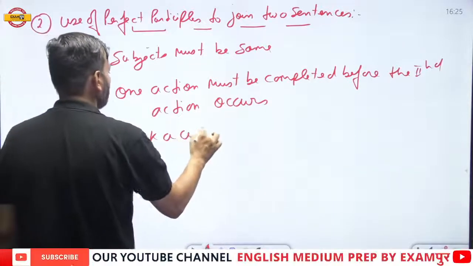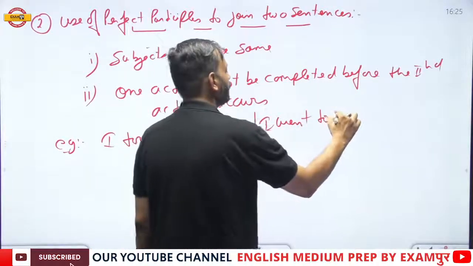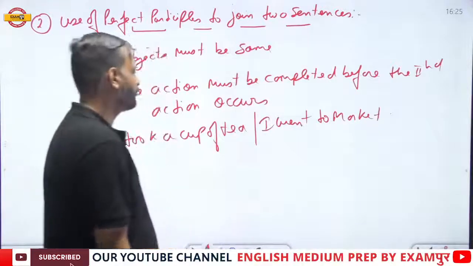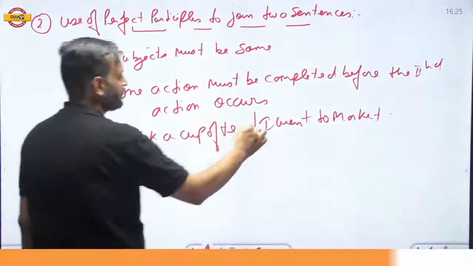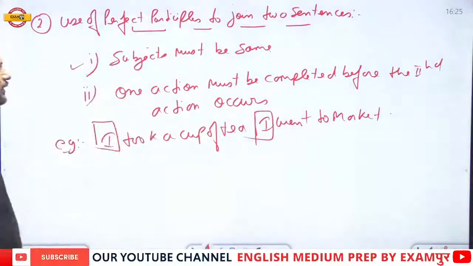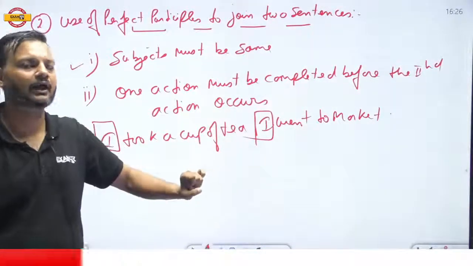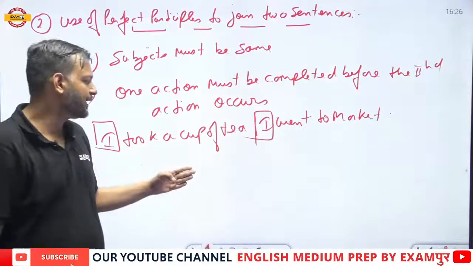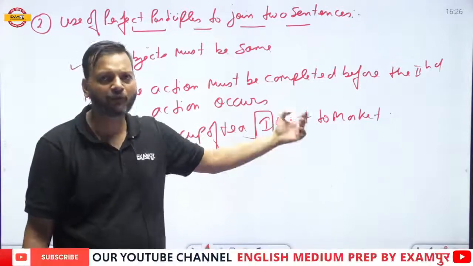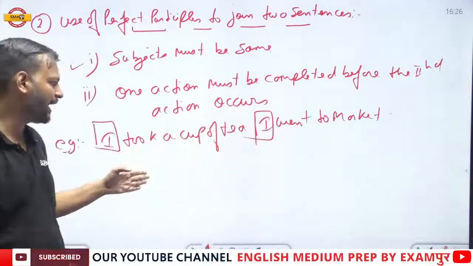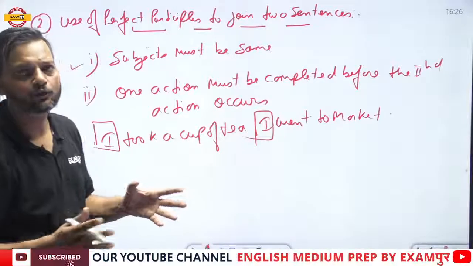I took a cup of tea. I went to market. We have two sentences. Here subjects are same, so first condition has been fulfilled. And second condition, one action must be completed before the second action occurs. So here first we'll take a cup of tea, then only we can go to market. So before going to market we must have taken tea. Okay, so these two sentences can be joined using perfect participle.